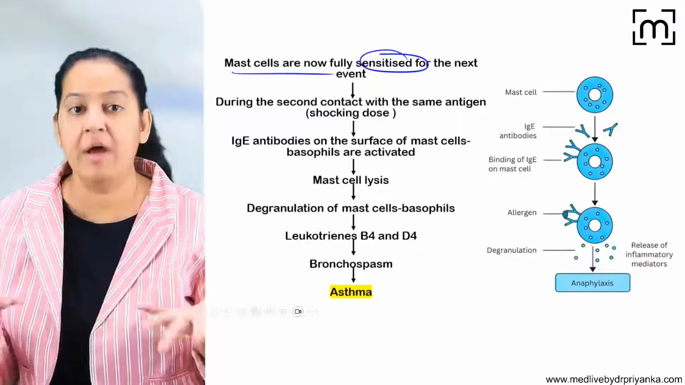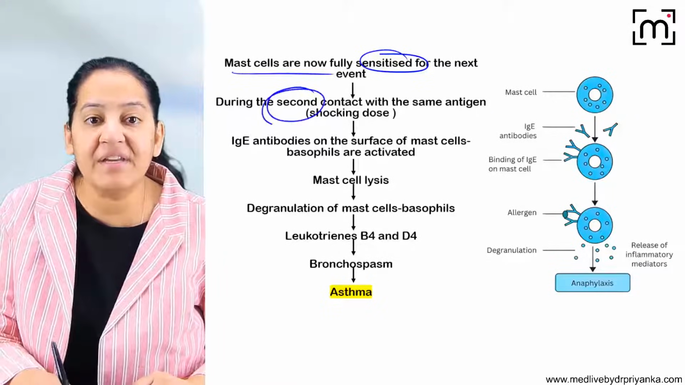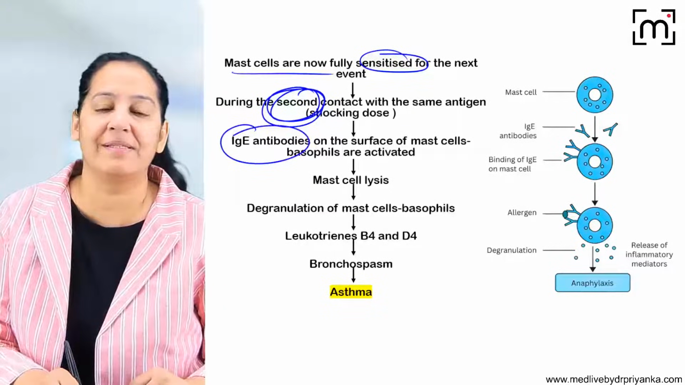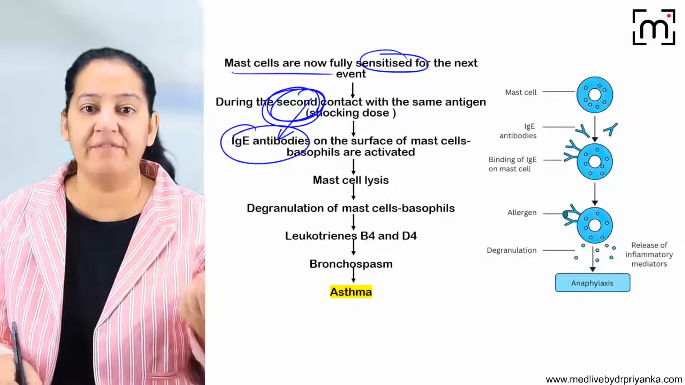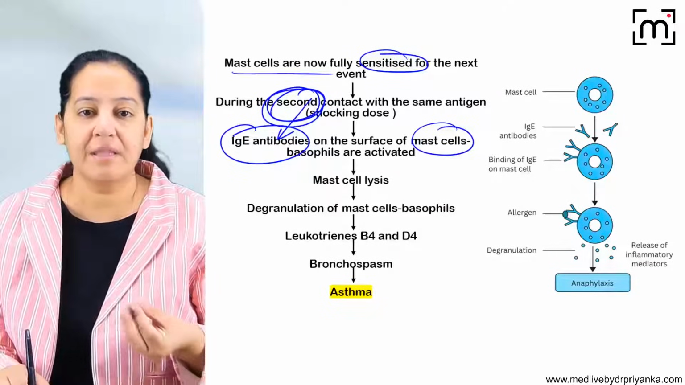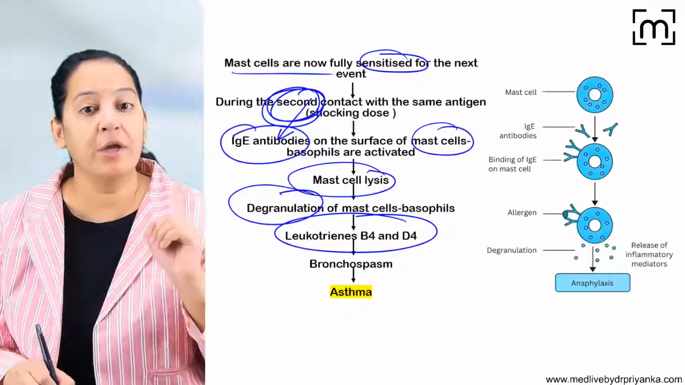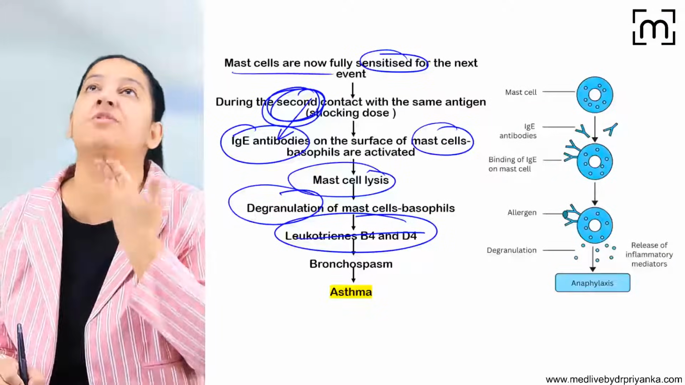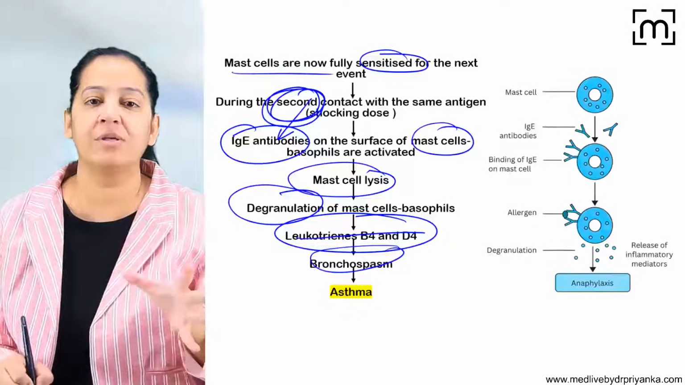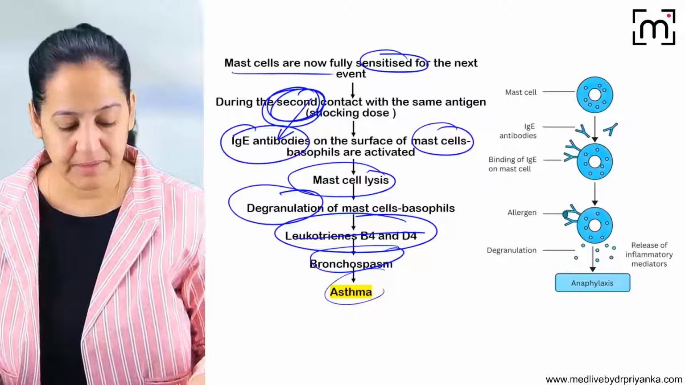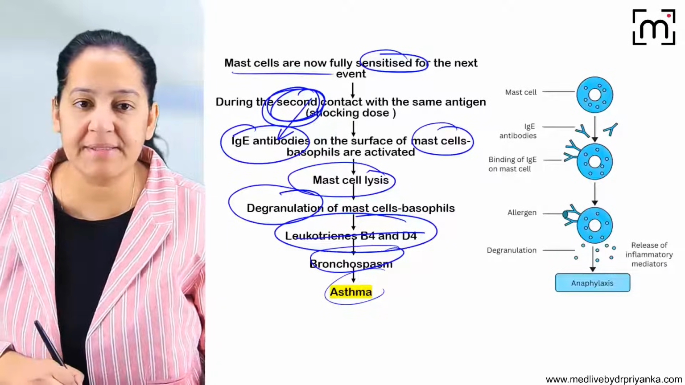The episode is over. Now when the same antigen enters a second time, it will directly go to its antibodies. It will bind with its antibody. The antibodies will give a signal to the mast cell. The mast cell will rupture. The granules will come out. Especially the leukotriene will come out. Leukotriene will go to its receptor present on the trachea and the bronchi, and they cause spasm. That leads to asthma.